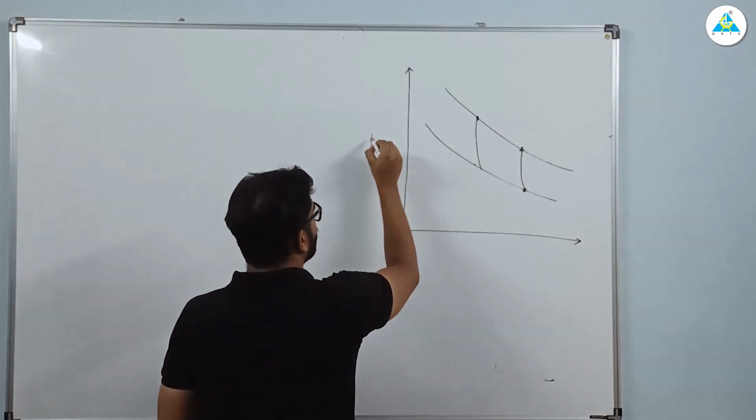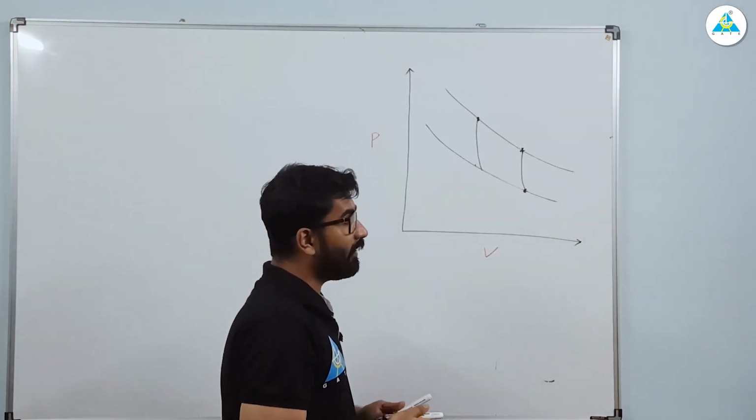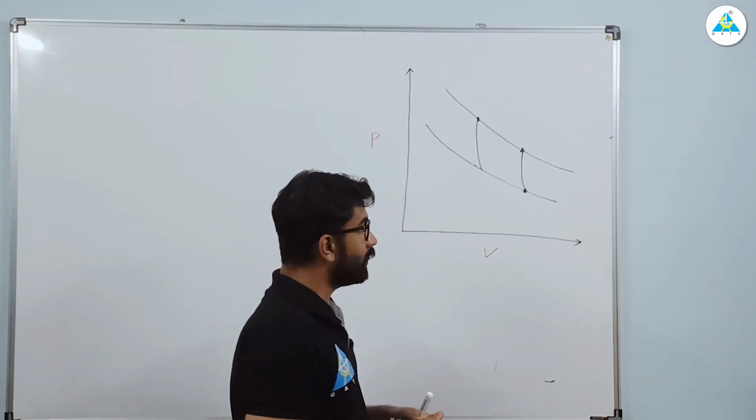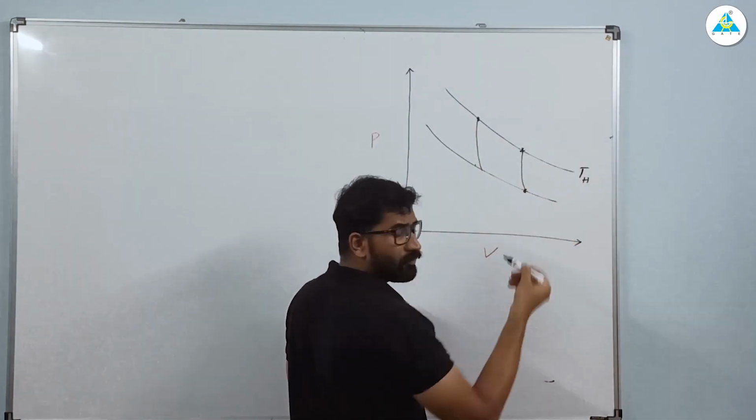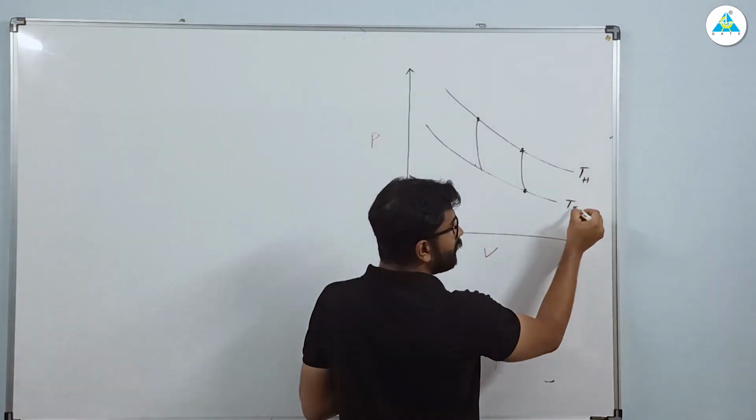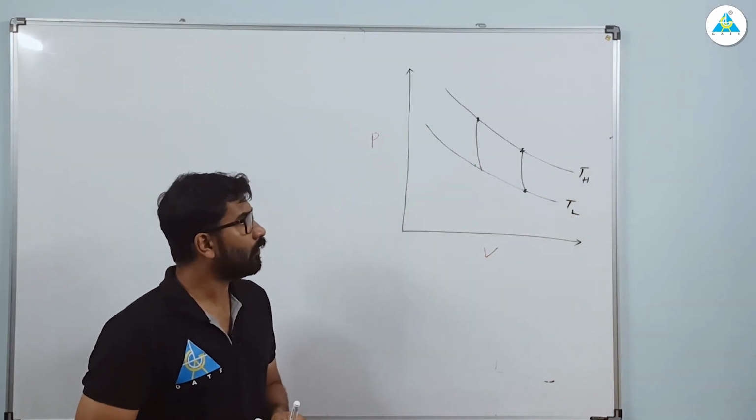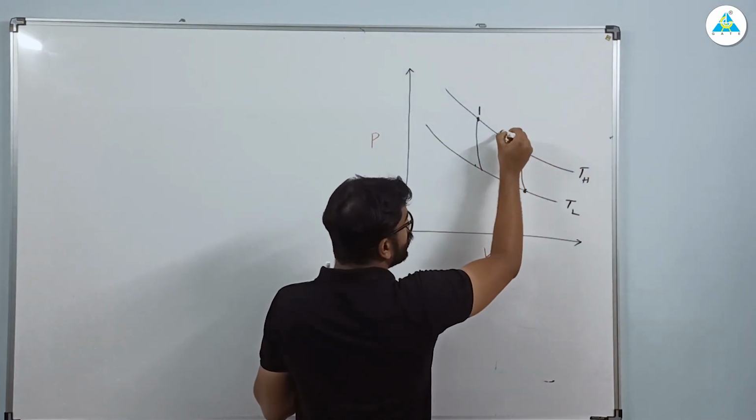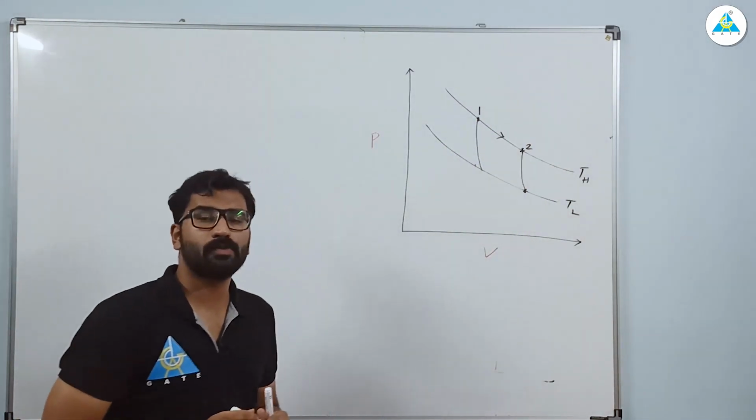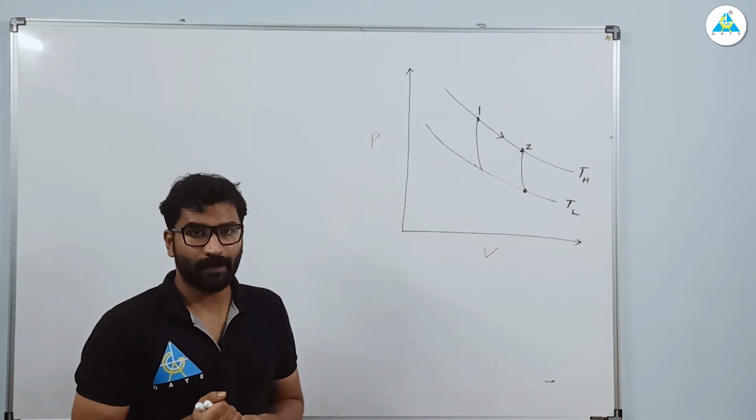So this is the PV diagram, pressure volume diagram. Now you have 2 compression and 2 expansion, right? So this is your TH, that is the high temperature line, right? And TL. These lines represent your isothermal curves. Now the process 1 to 2 represents what? Process 1 to 2 represents your reversible isothermal expansion, right?